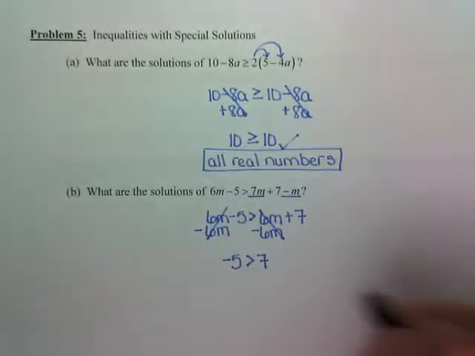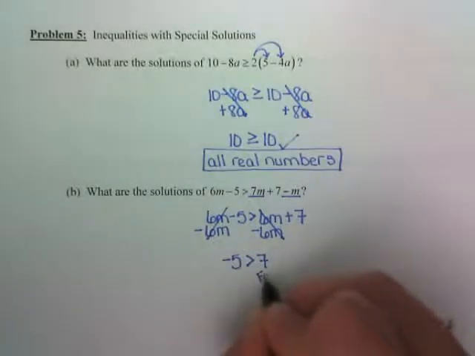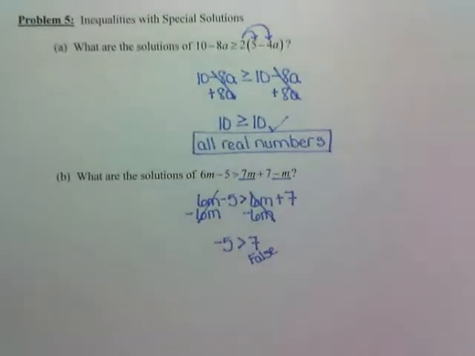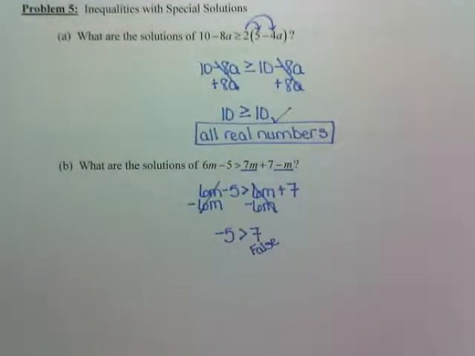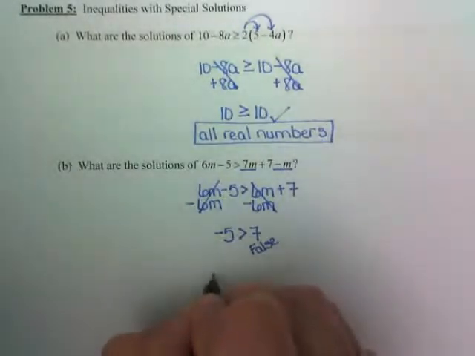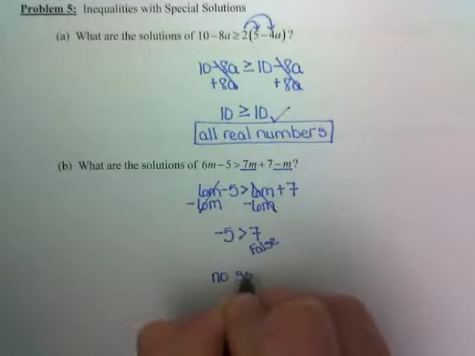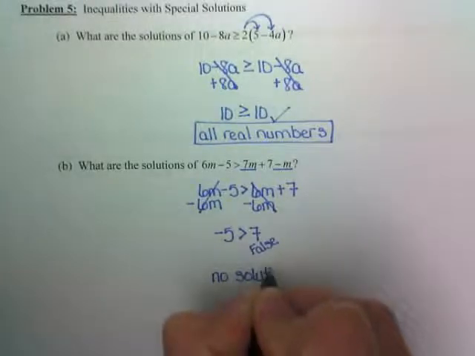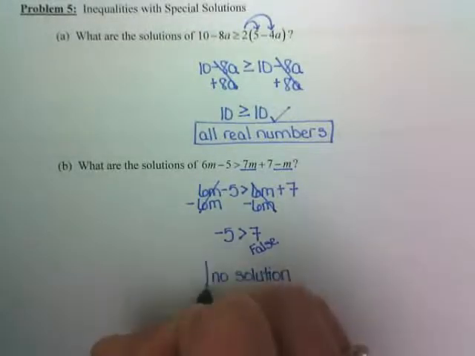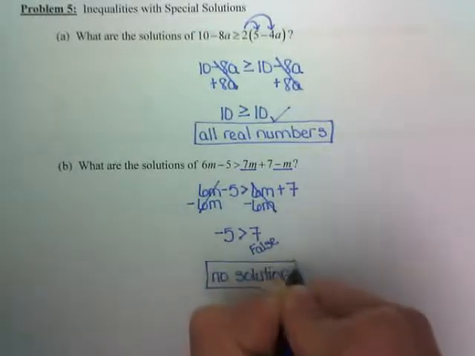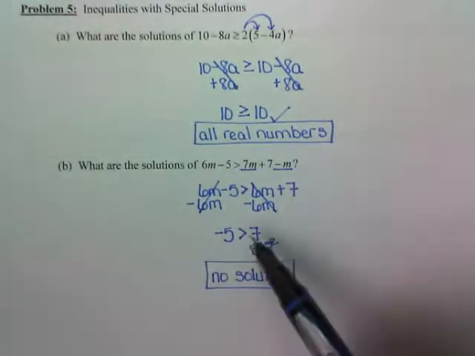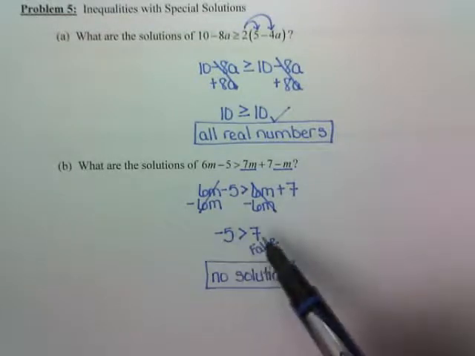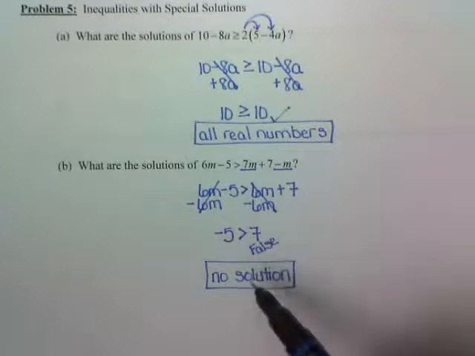Is that a true statement? And this is false. Negative 5 is not greater than 7. So since we are left with an incorrect inequality, a false inequality, then this is going to be no solution. Again, if I ask you to box in your answer, this is your answer, not negative 5 greater than 7. This just tells us that no matter what I plug in, I'm going to get a false statement. Nothing will work. So that's no solution.